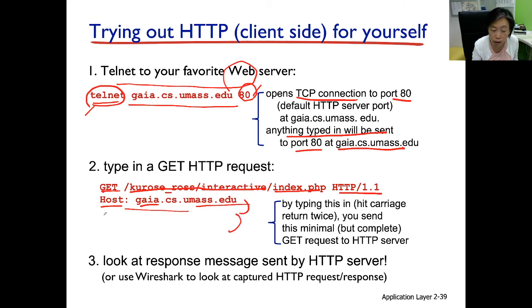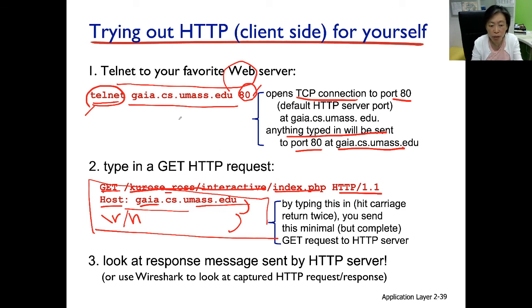It needs to have a \r\n here in order to complete the HTTP request. So the whole thing is going to be like this. And we'll see what pops up in return, what the server there at umass.edu sends back. Let's not sniff the traffic. Let's just look at the response coming out of the telnet program. All right, so let's switch to the demo mode.